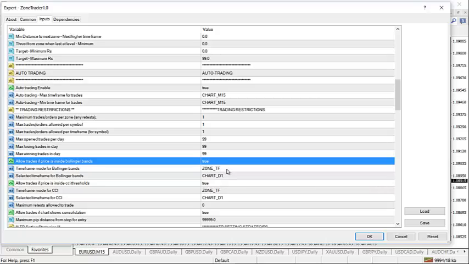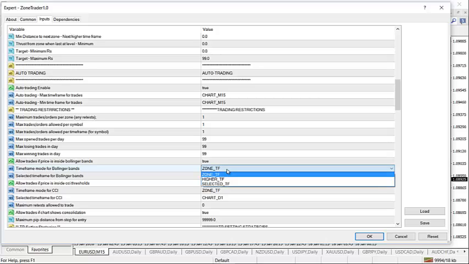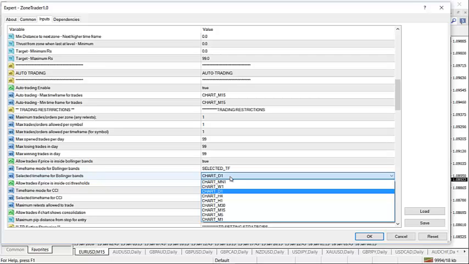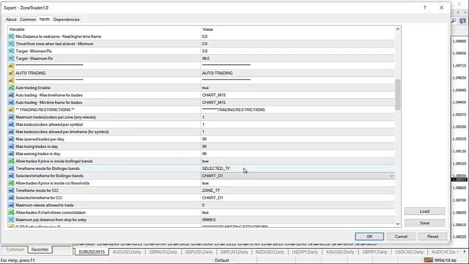The setting below actually determines which Bollinger Band you're talking about, so whether it's the Bollinger Band on the current time frame for the zone or whether it's on a specific time frame such as the daily. If you look here, you have different modes. So the zone time frame just means a Bollinger Band for the zone that you're trading against. The higher time frame means the next higher time frame from the zone time frame, or selected time frame. You can actually manually select whether it's the daily Bollinger Band or the weekly or the 4 hour or whichever period you want. Or just default that to the zone time frame.